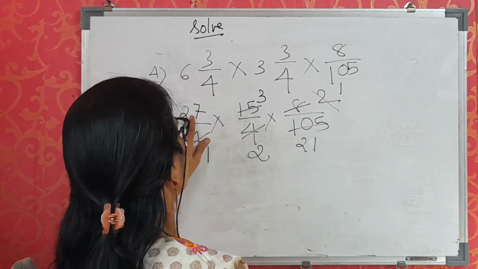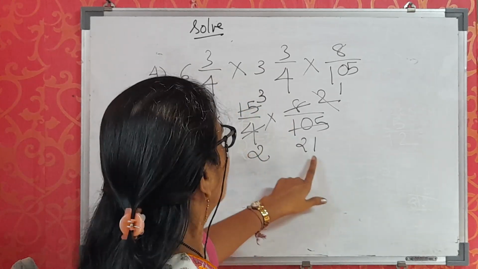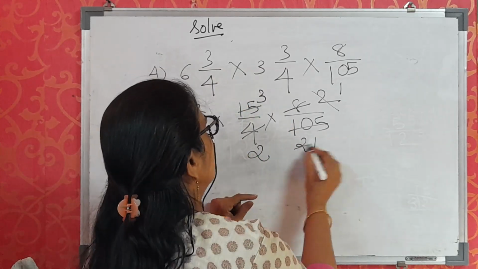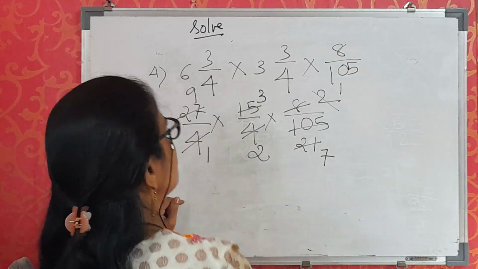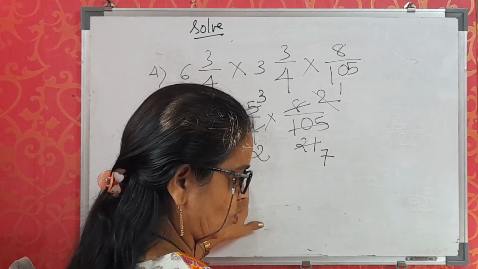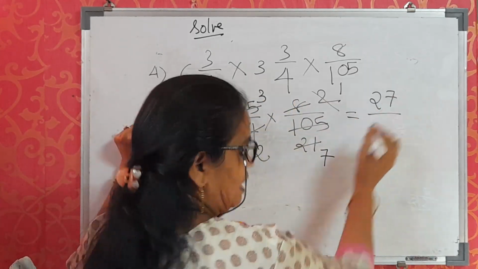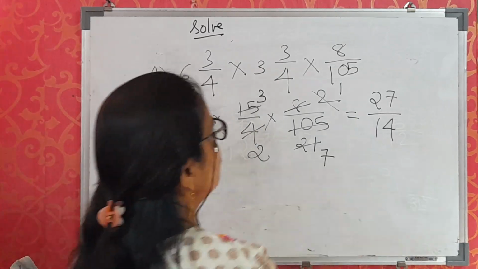Now here 27 and 21 come in the 3 table. 3 7s are 21 and 3 9s are 27. Now there is no further cancellation. So what should be your answer? 9 3s are 27, divided by 2 7s are 14.